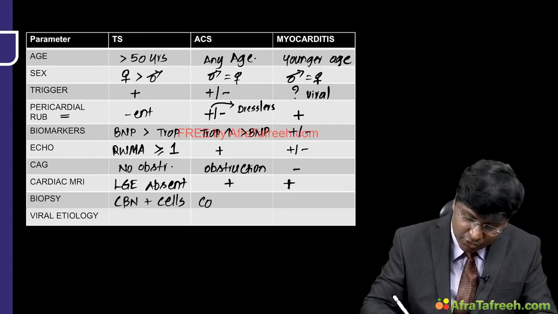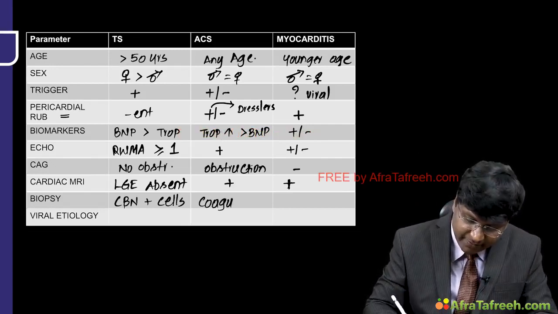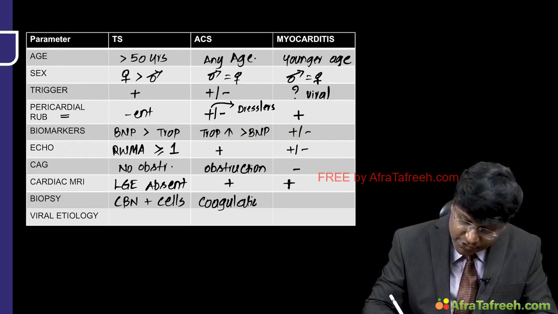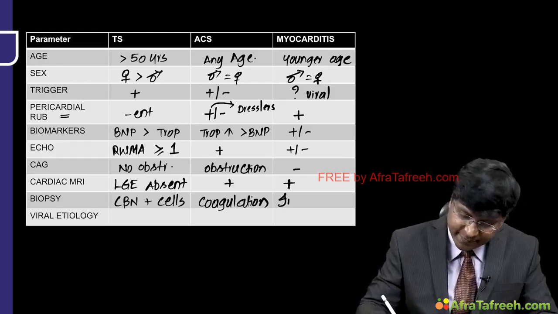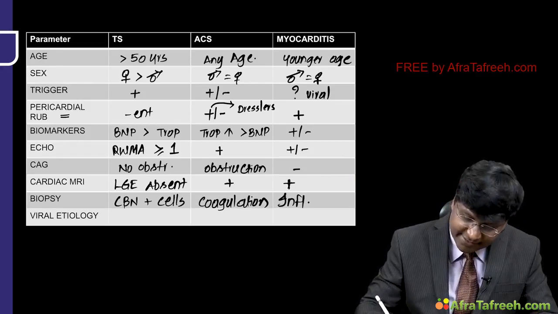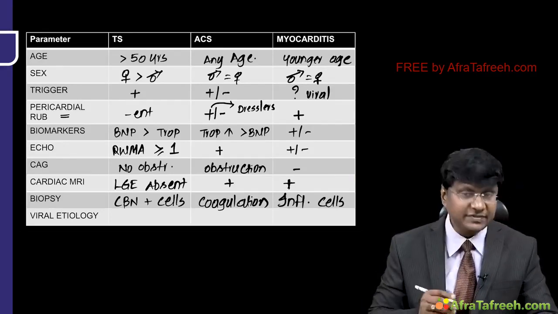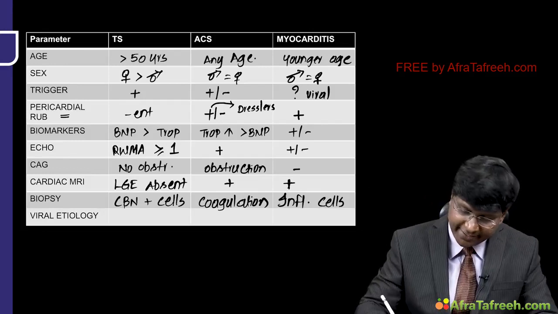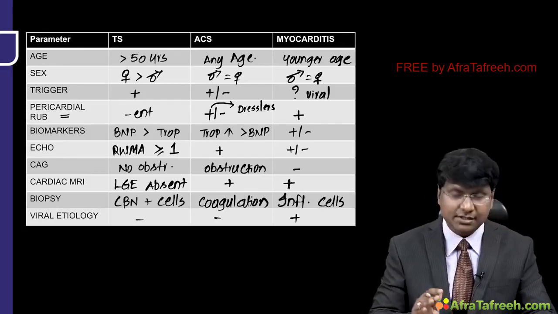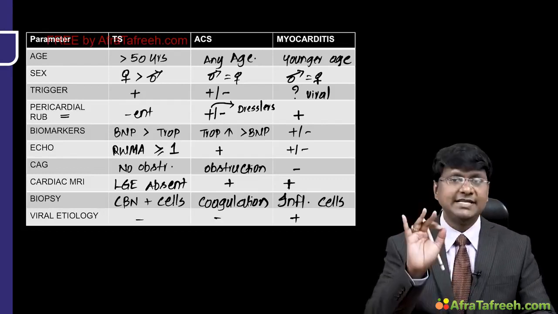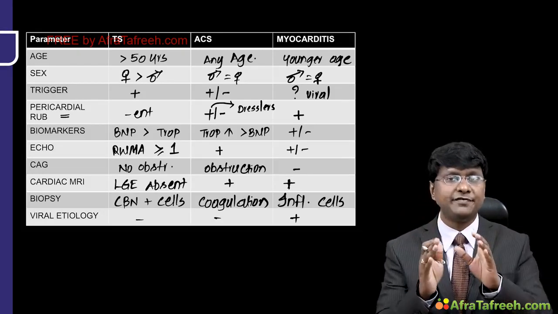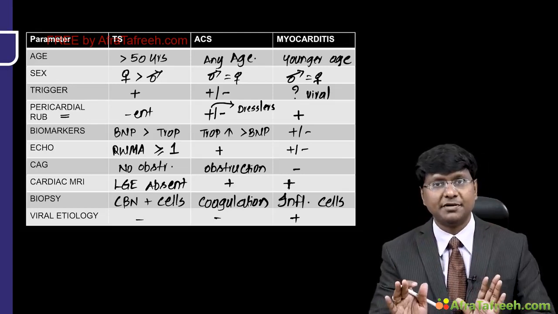Then what about acute coronary syndrome? It also will show necrosis, but it will be coagulative necrosis. And what about myocarditis? Myocarditis will show the presence of inflammatory cells. And what about viral etiology? Viral etiology is present in myocarditis, but not in Takotsubo cardiomyopathy or acute coronary syndrome. So these are the three important things that you should be able to differentiate from Takotsubo cardiomyopathy, right?